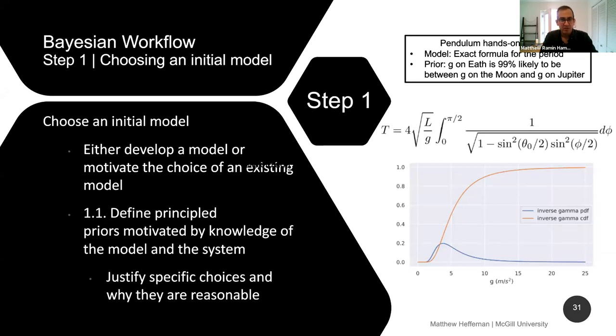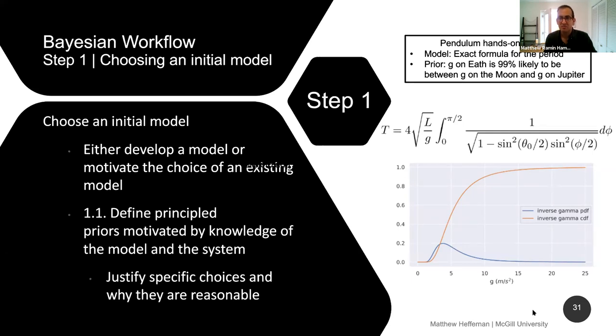So step one, choose initial model. What you do is you either develop a model or motivate your choice. And you can then define principled priors motivated by your knowledge of the model and the system. And so you can justify specific choices and why those are reasonable.